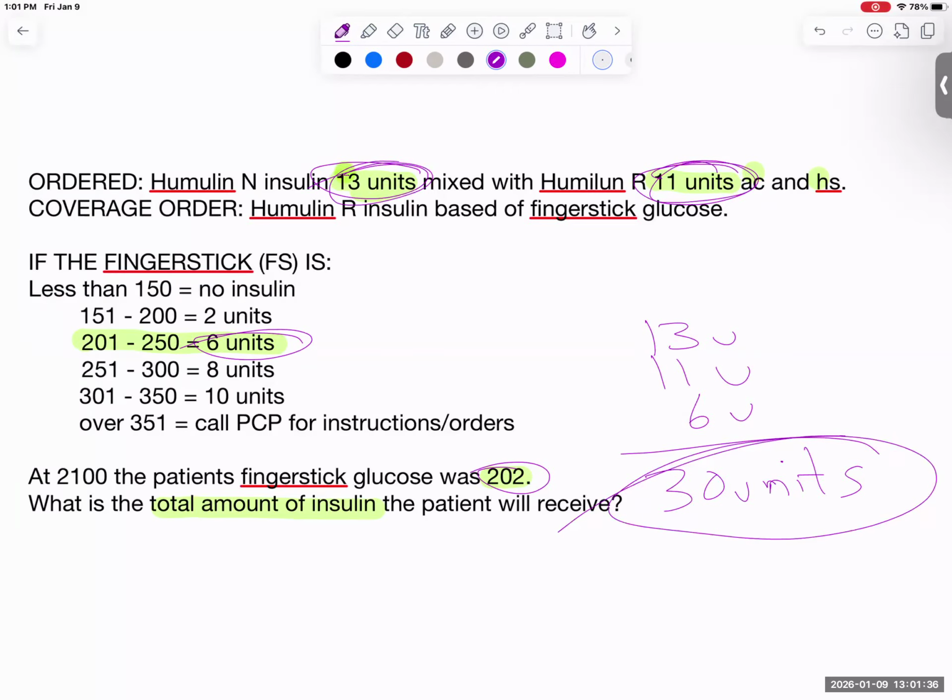Because let's say you did give the patient only 6 units. They would have missed out on 24 units. They would have been underdosed. So that's how detailed and focused you must be when you give your meds.